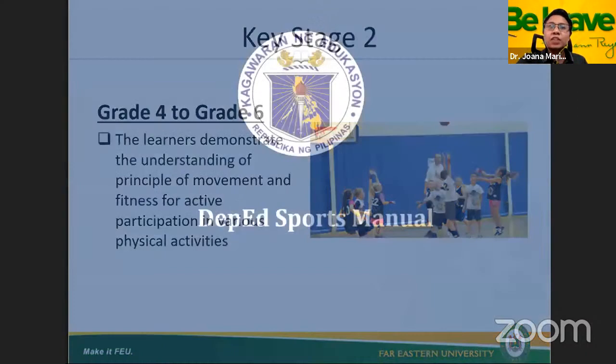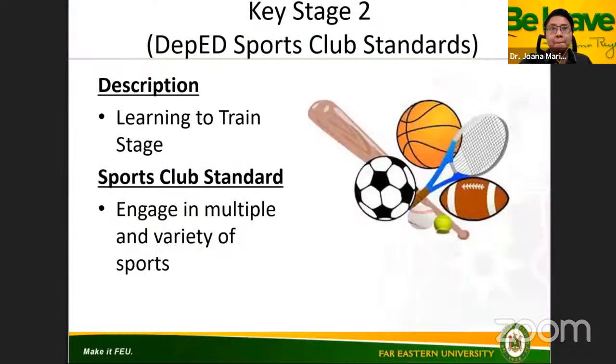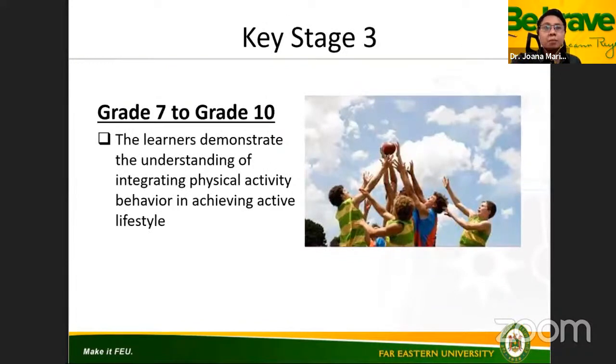In the DepEd Sports Manual, the description for key stage 2 is the learning to train stage. Here they start to feel which sport they really want to play. That is for grade 4 to grade 6. The standard is to engage in multiple and a variety of sports. They can try all sports until they reach key stage 3.